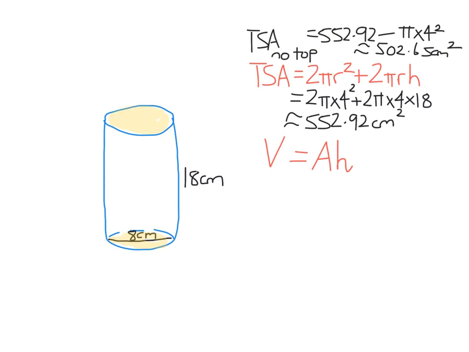So the area of the base here is pi times radius squared. That's the area of the yellow circle. That's the base. Then I just times that by the height of the prism. So if I put that on my calculator, I get about 904.78. This time it'll be centimeters cubed because volume's cubic units.